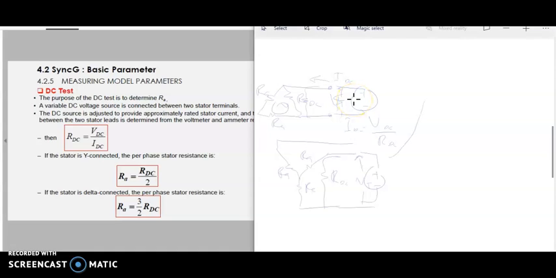Let's say the stator is Y connected. For Y connected, your RDC will become two elements of RA, RA plus RA. This is your RDC, RA plus RA, which means RDC is equal to 2 RA. Then your RA will become RDC divided by 2.